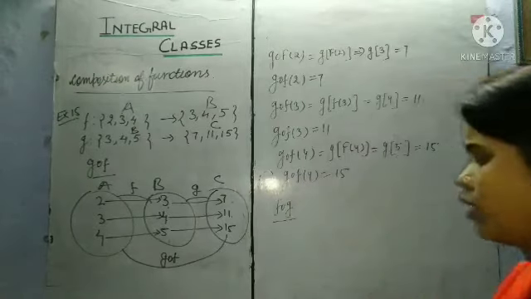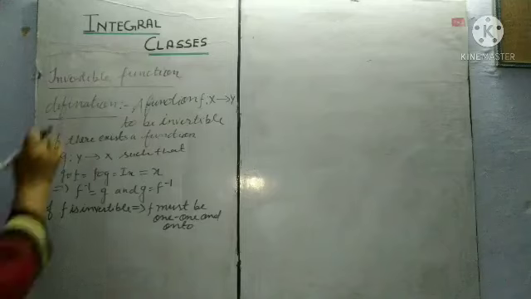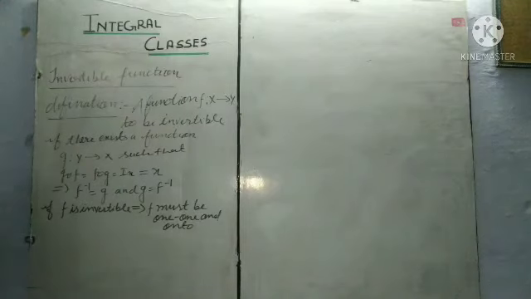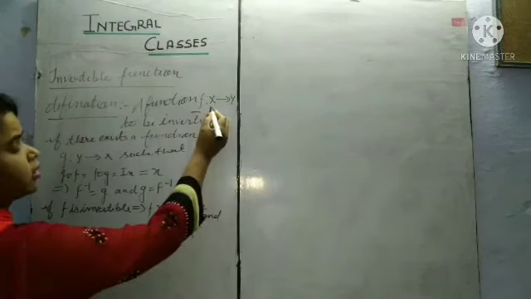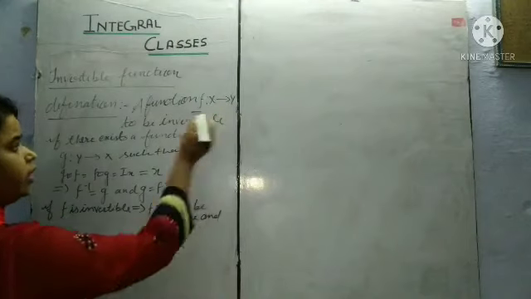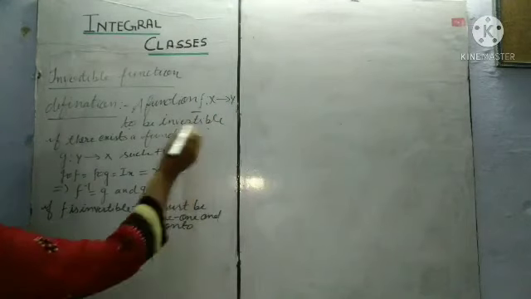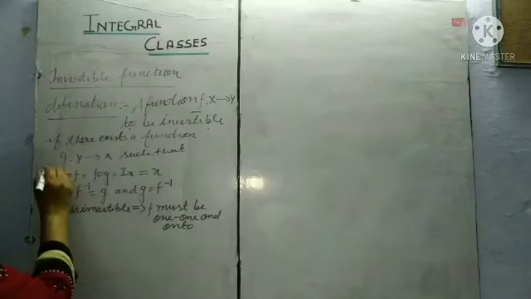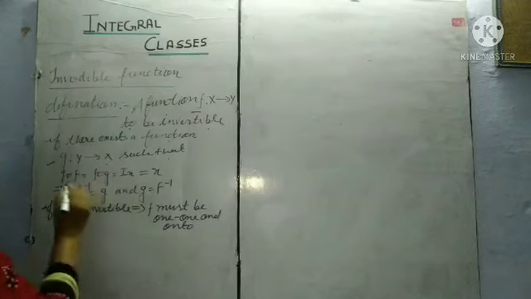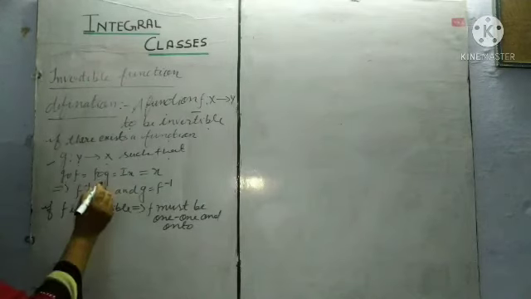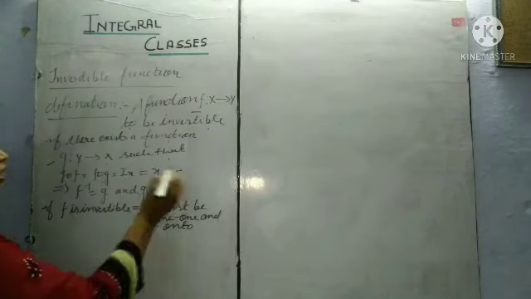Next topic is the invertible function. What is the definition of an invertible function? A function f defined from X to Y is said to be invertible if there exists a function g defined from Y to X such that g o f equals I_X, that is, x.